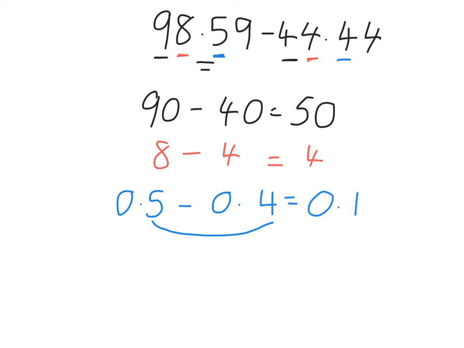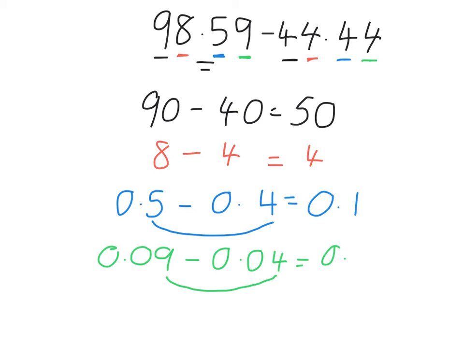Then I need to take away my hundredths. So I've got 0.09 here, so 9 hundredths, and 4 hundredths, so 0.04. So it's going to look like this. 0.09 take away 0.04. So the only thing I'm taking away in this one is 9 take away 4, and I'm leaving everything else exactly the way it is. So it's going to be 0.05.